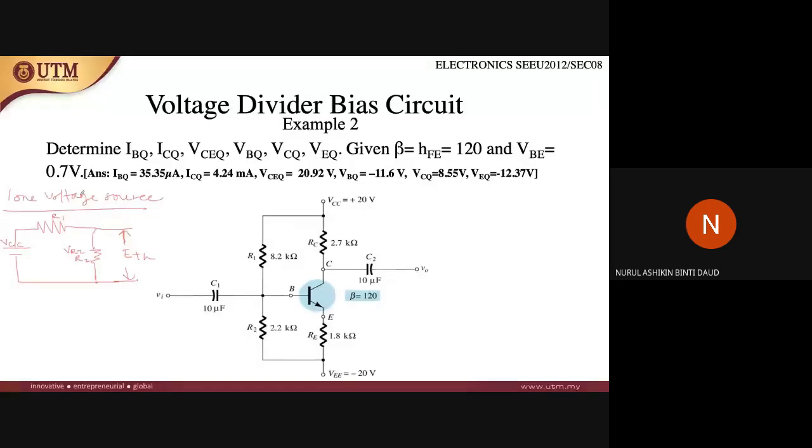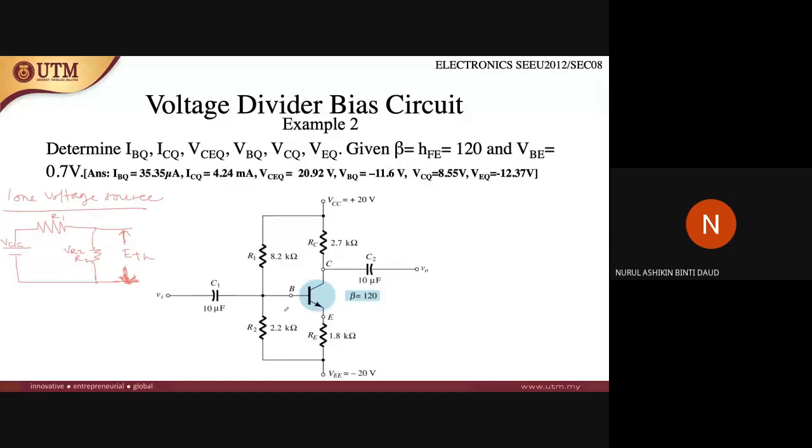Don't forget. Window. Okay. Can you see? Okay, so one voltage source. So the ETH is here, right? Okay, the ETH is here.